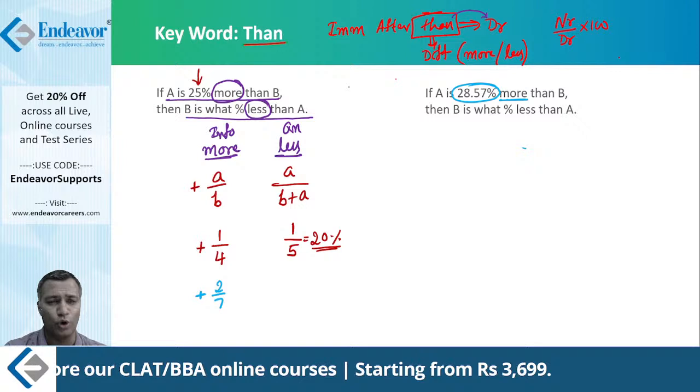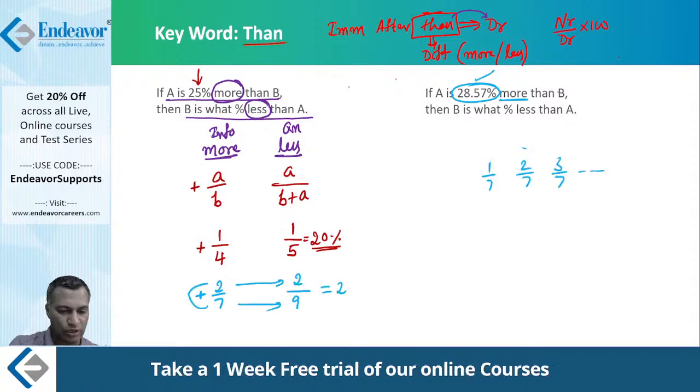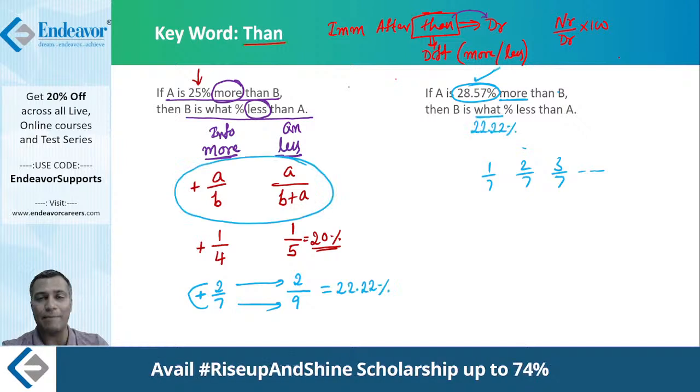2 by 9. We already learned, what is 1 by 9? 11.11%. What is 2 by 9? 22.22%. That's your answer. Therefore, B is 22.22% less. It's worth remembering this particular proposition. If you just remember this, some of the not so good numbers can be handled with ease.